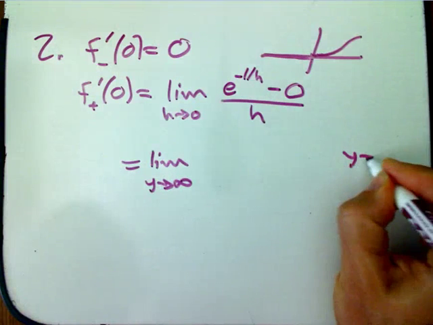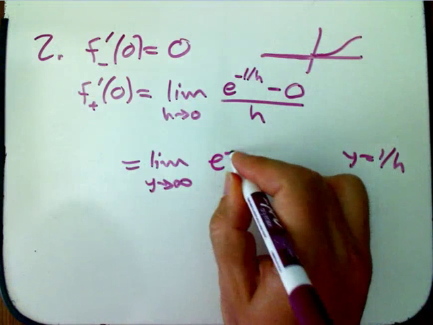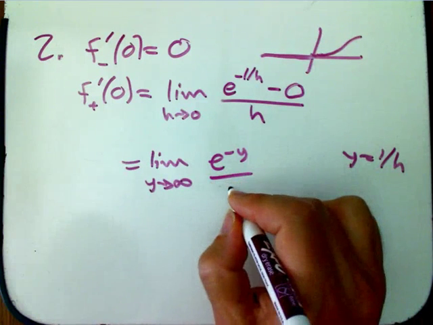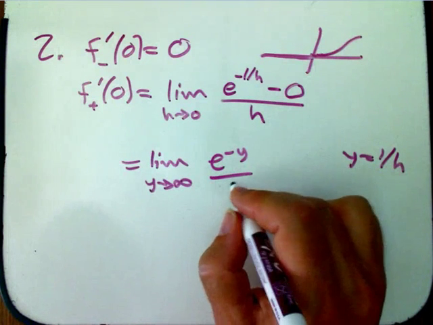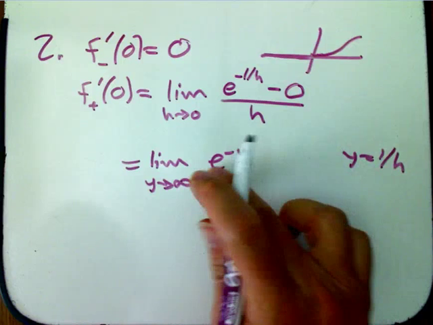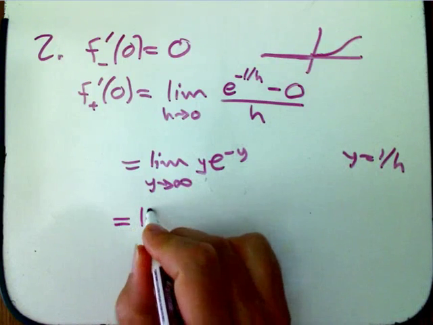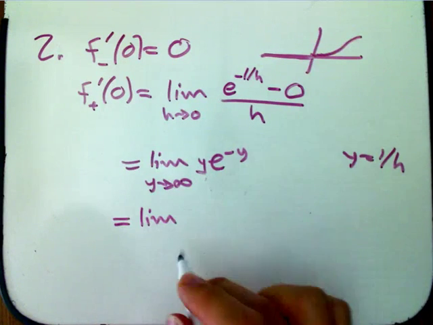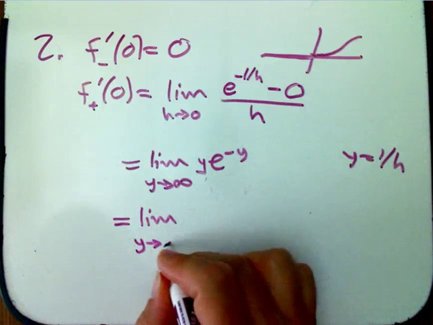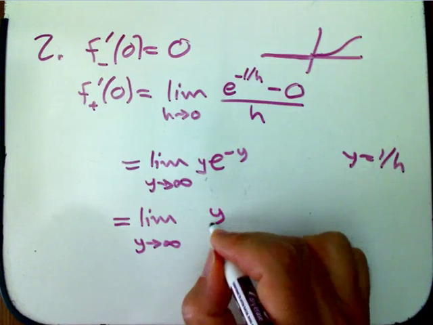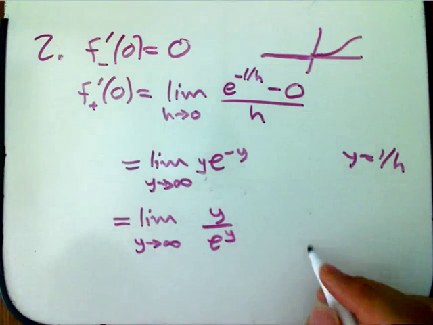y equals 1 over h. e to the minus y over 1 over y, or in other words, y e to the minus y. And that's a fairly standard limit if we want to actually be careful about it. Then we're actually going to put the e to the y on the bottom to let L'Hopital's rule work.